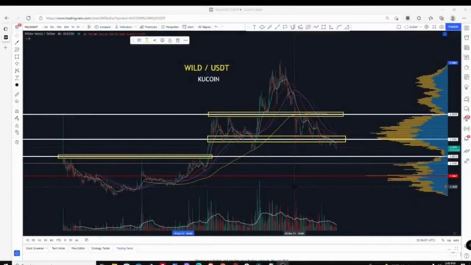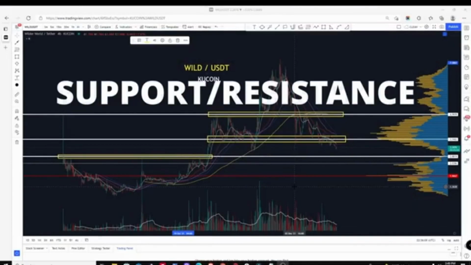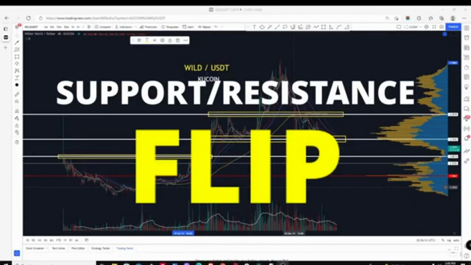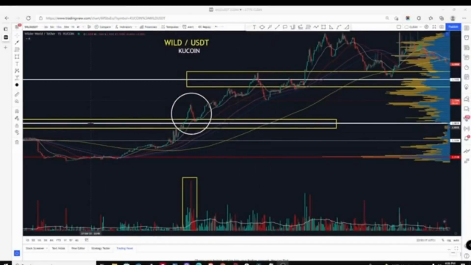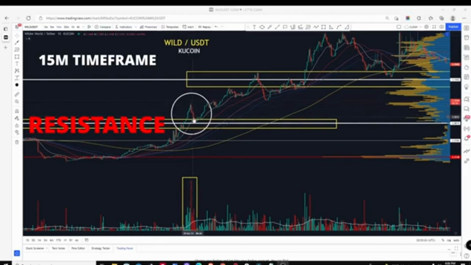Next, let's briefly go over what constitutes a support/resistance flip. We're still on Wild, and now we're back down here on this lower zone that was previously resistance on several occasions. Let's zoom in to see what happened when it finally broke through that resistance. Zoomed in here on the 15-minute for Wild, we can see that price action was able to break up through this heavy zone of resistance, and it even came back and tested it as support and pushed upward.